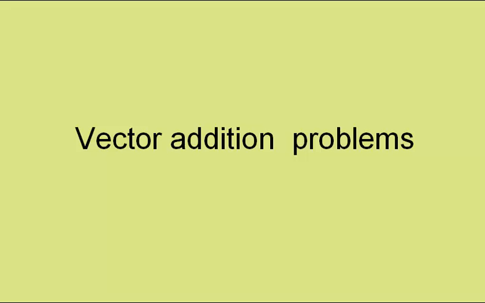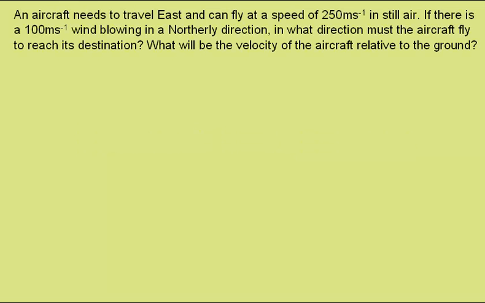Vector addition problems. We're going to look at a couple of problems which involve the addition of vectors. Firstly, an aircraft needs to fly east and can fly at a speed of 250 meters per second in still air. If there is a 100 meter per second wind blowing in a northerly direction, in what direction must the aircraft fly to reach its destination, and what would be the velocity of the aircraft relative to the ground?